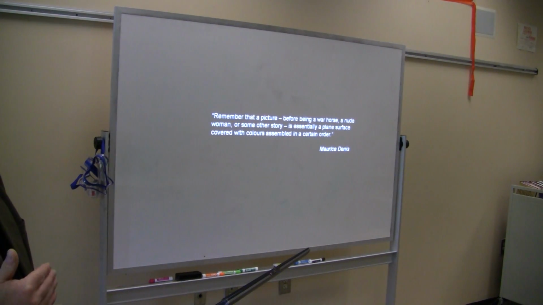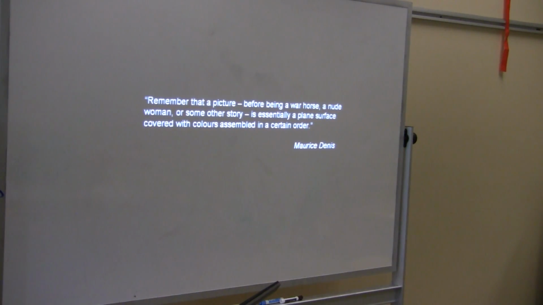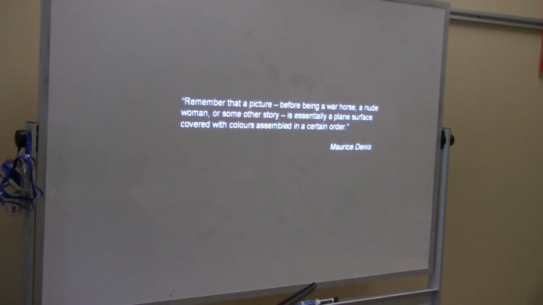it's in some ways easier to talk about the whole idea of Western art, talking about the things that mostly have been done for 600-700 years. To start off with, thinking about what modern art is, or what art is, Maurice Denis, who is a French author, basically said that remember that a picture or a painting, photograph even, before being the subject that it portrays, the war horse, the nude woman, or some other story, is essentially just a plain surface covered with colors or images in a certain order. It's not the object it represents.